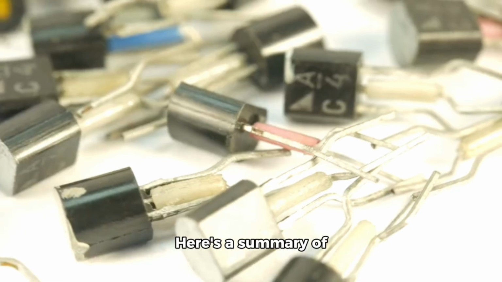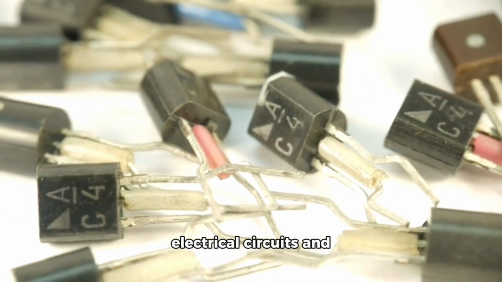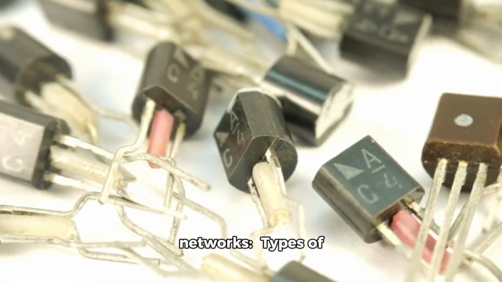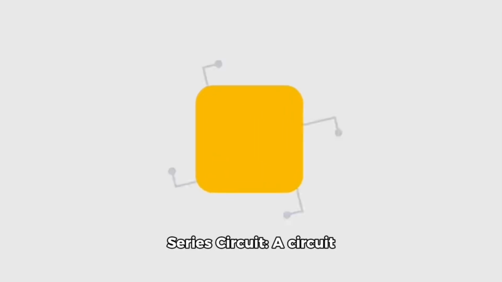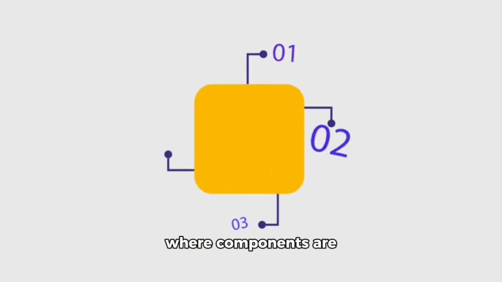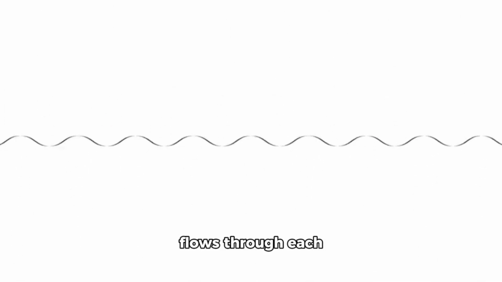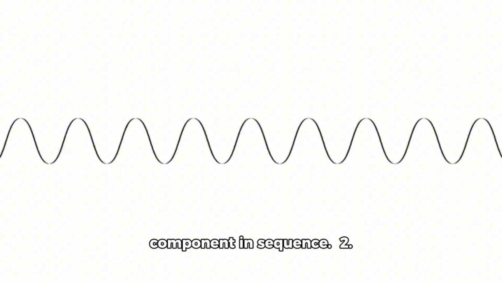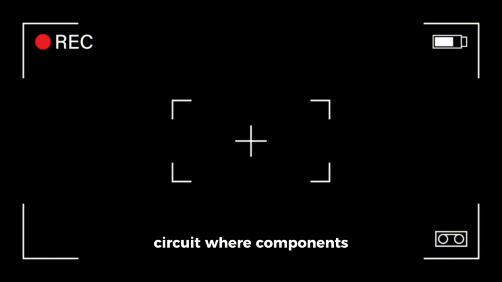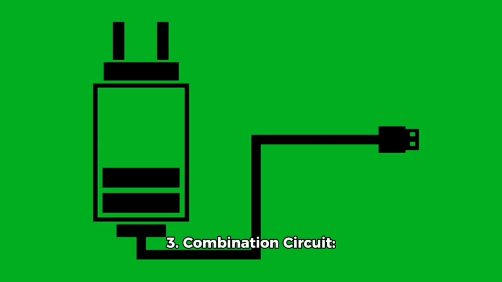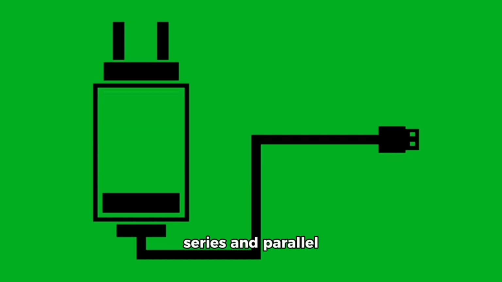Executive summary. Here's a summary of electrical circuits and networks. Types of electrical circuits. 1. Series circuit. A circuit where components are connected one after the other and the current flows through each component in sequence. 2. Parallel circuit. A circuit where components are connected across each other and the current flows through each component independently. 3. Combination circuit. A circuit that combines series and parallel connections.